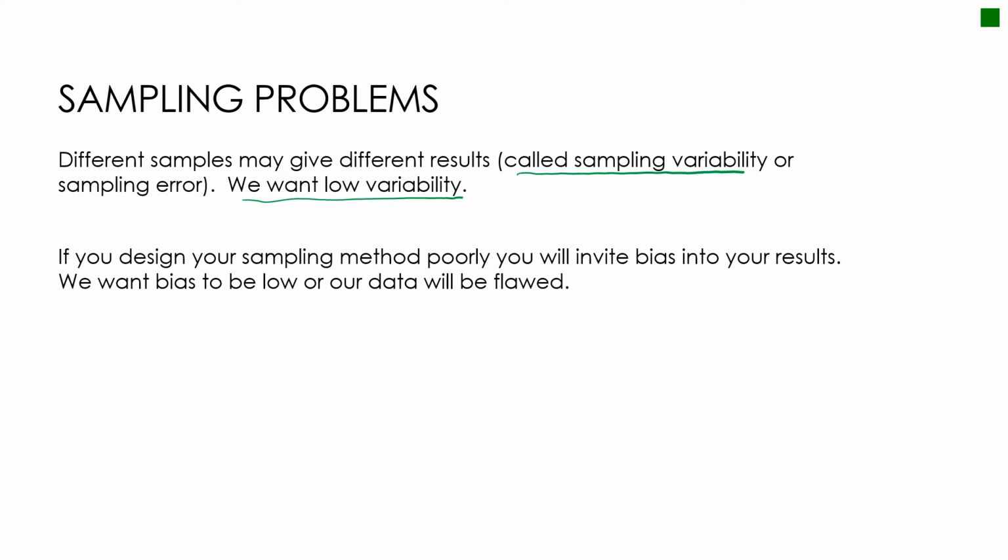So if I design my method poorly, I'm going to invite bias, and there's going to be a lot of variability. And so I want to reduce the bias as much as I can.